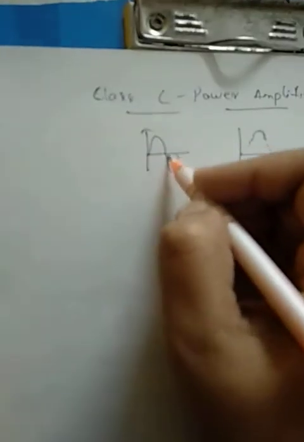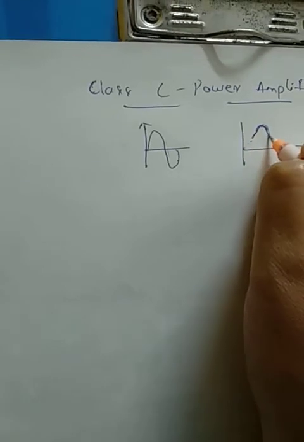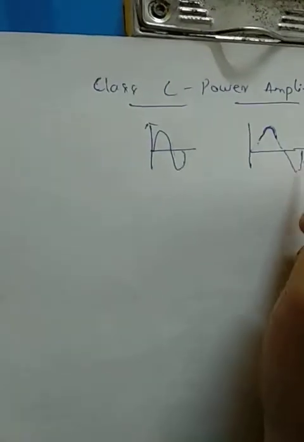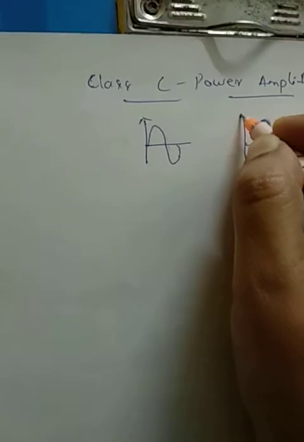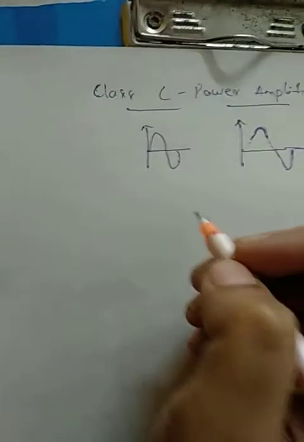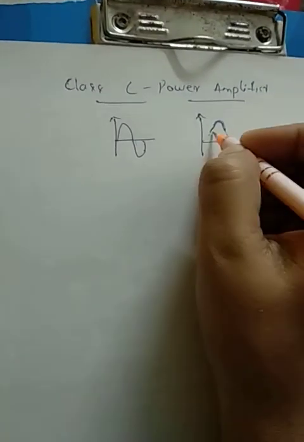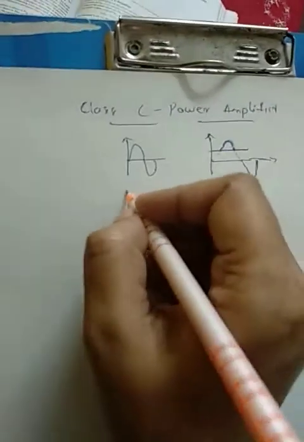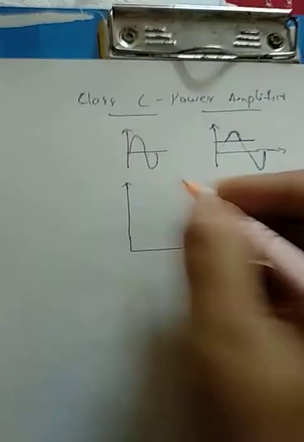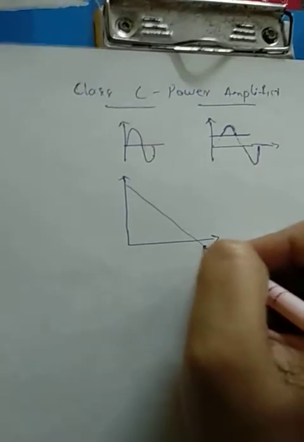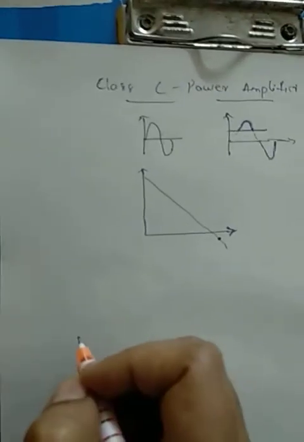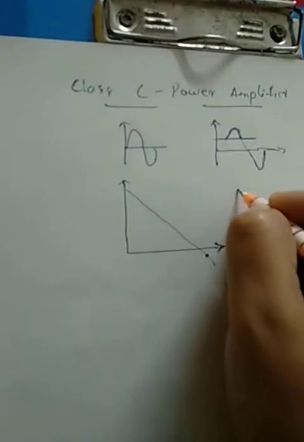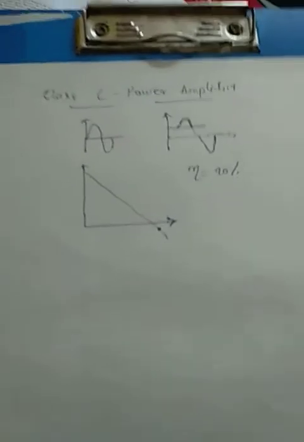If this is a full input cycle, you will get less than half of the input at the output side. This is the class C amplifier. You will get only this much output, and the remaining will be clipped off. In a class C amplifier, the DC load line is present below the x-axis. The efficiency we have discussed is near 90%. Efficiency is very high in a class C power amplifier.